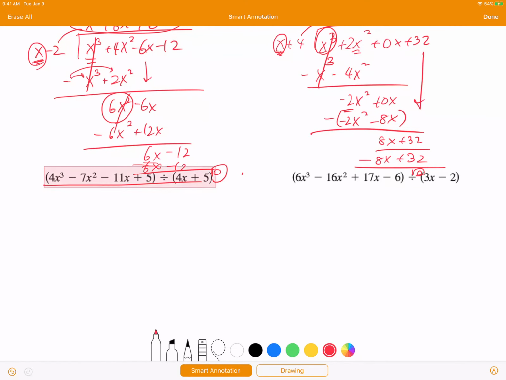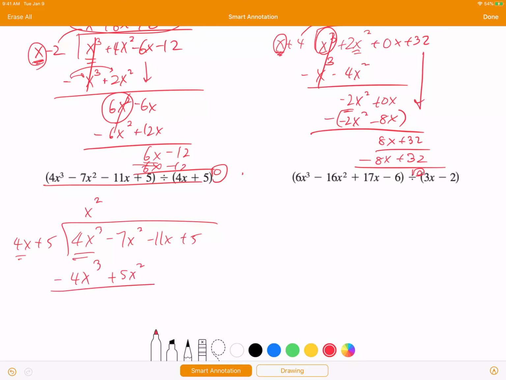All right, next, we have 4x cubed minus 7x squared minus 11x plus 5. Then we have 4x plus 5, so it's a little bit more complicated than before. 4x within 4x cubed, x squared times. 4x cubed plus 5x squared. Subtract these. Make sure you distribute them. That would be minus 12x squared minus 11x, because that's negative 5x squared. Bring down the negative 11x.